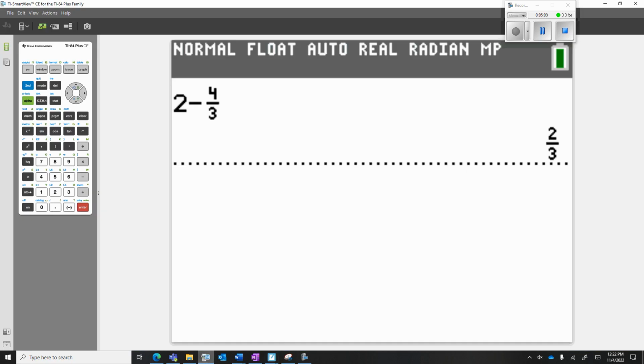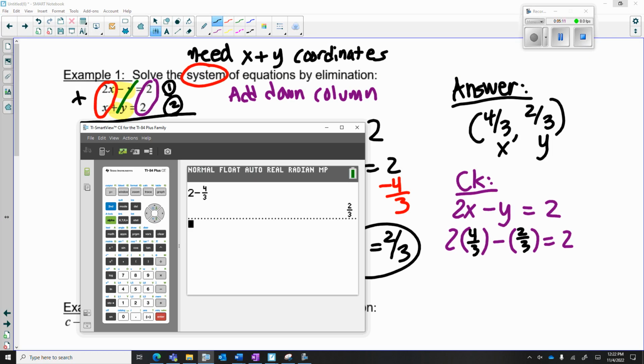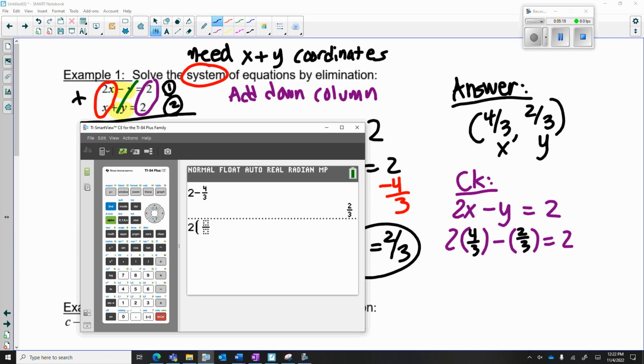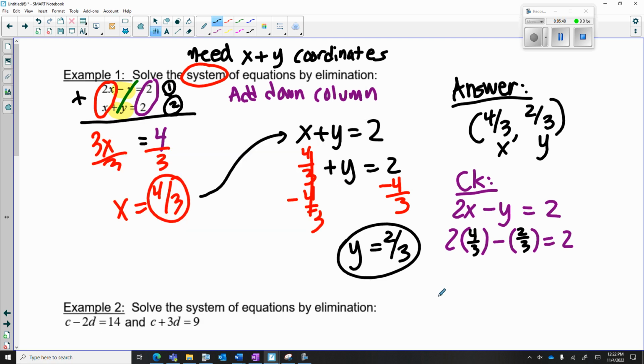So let's see, let me minimize this. Here we go. 2 times parentheses 4/3, close parentheses, minus, open parentheses, 2/3, close parentheses, and see if you get 2. And we do, equals 2, check. So 2 equals 2, check. So we know we're good.